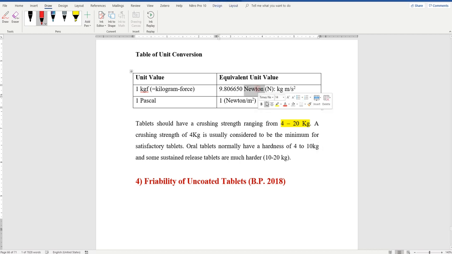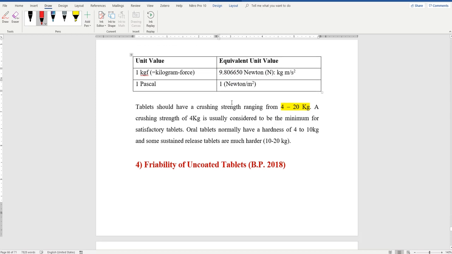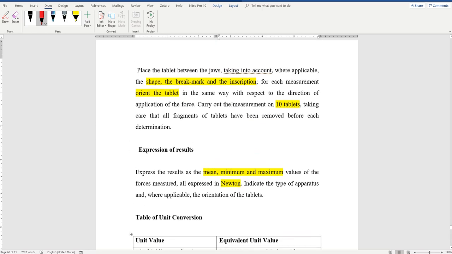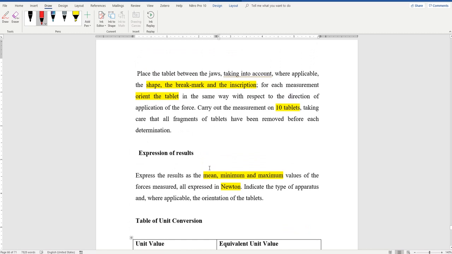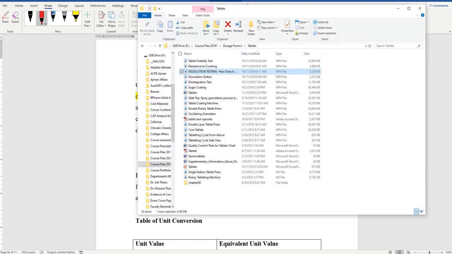Now, usually, as I said, the machine will give you the reading in Newton. If you want to convert it to kilogram, you need to divide it by the acceleration due to gravity, which is 9.80665. Okay? I want to show you a video to demonstrate the working of the resistance to crushing machine.